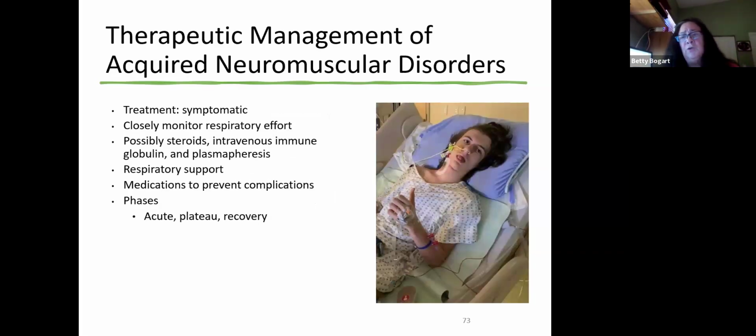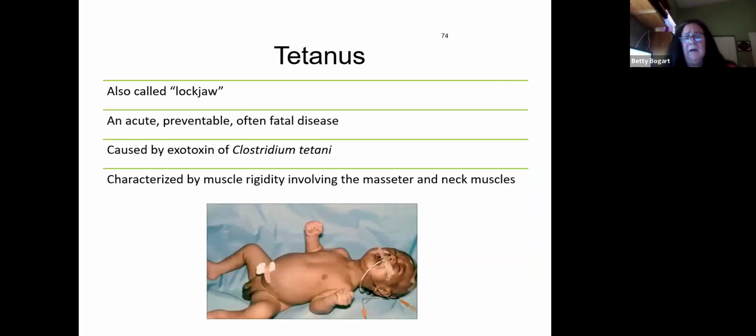So, treatment. Well, of course, we're going to have some sort of respiratory support. We need to monitor that very closely because we don't know when that diaphragm is going to stop working. We think steroids might work. We think IVIG might work, plasmapheresis. We're not sure. We try a little bit of everything to boost the immune system, but usually it does turn around.